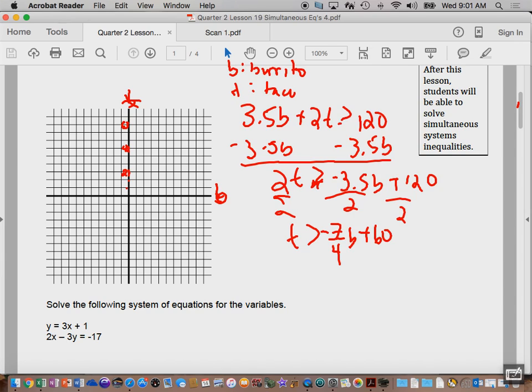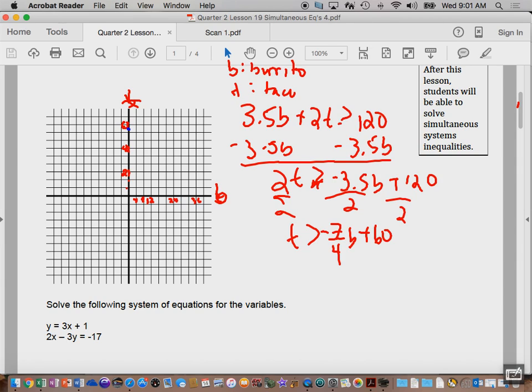So the y-intercept is 60, which is about here. And then I'm going to go down 7 over 4. And down 7 means down 1 box, right? And then for the burritos, let's do each box equals 4. So just set it up: 4, 8, 12, 24, 36.